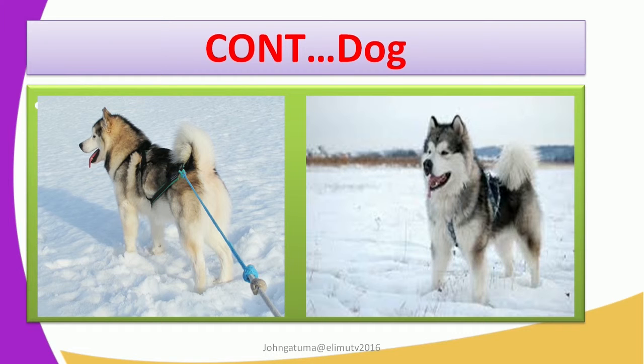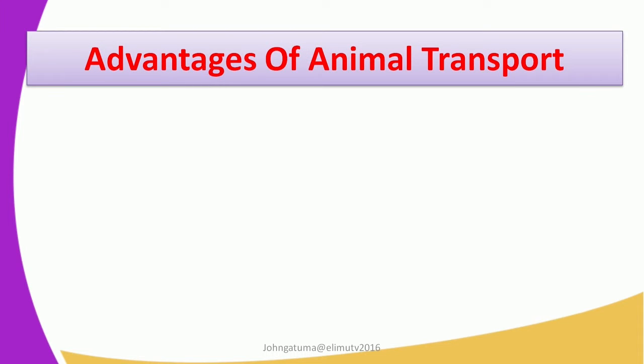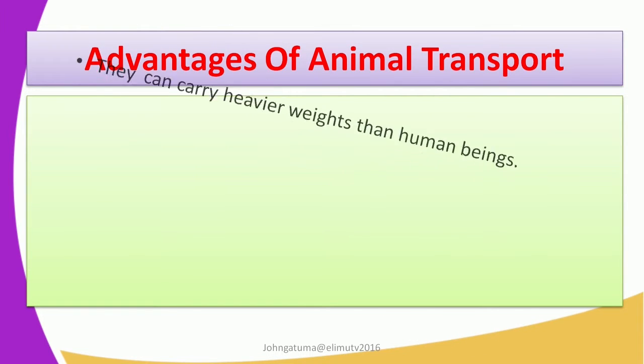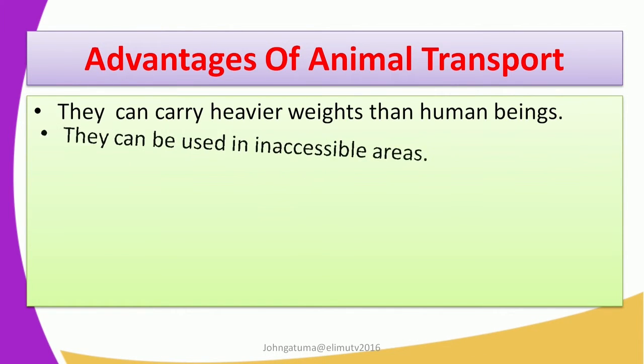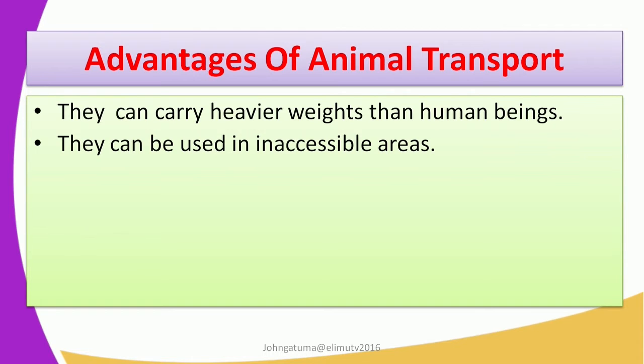But let us look at the advantages of using animals. What are the advantages of using animal transport over other means of transport? So these are the advantages of using animals as a means of transport. One, they can carry heavier weights than human beings. So when you compare animals and human beings, animal transport can carry heavier weights. Two, they can be used in inaccessible areas.